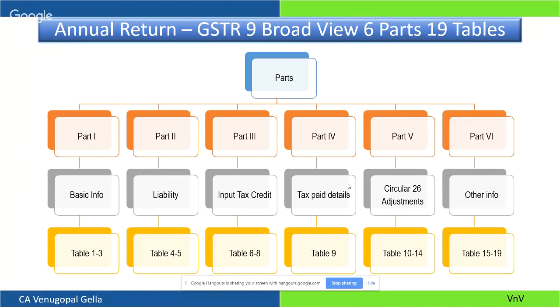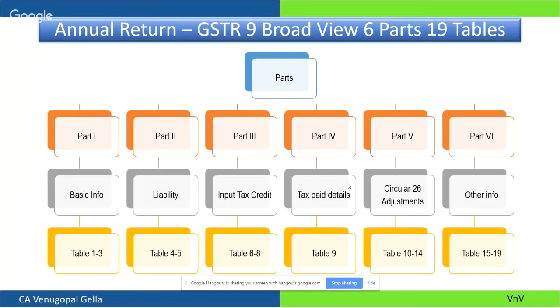So part 4 of GSTR 9 captures the information of tax payable and paid. However, there are chances that some information of the last year, which is financial year 2017-18, would have got missed out, and that missed out data has to get reported in the subsequent periods of GSTR 1 or GSTR 3B, owing to Circular 26 of 2017. The last circular of 2017 has a provision on how we correct or amend the missed out data.